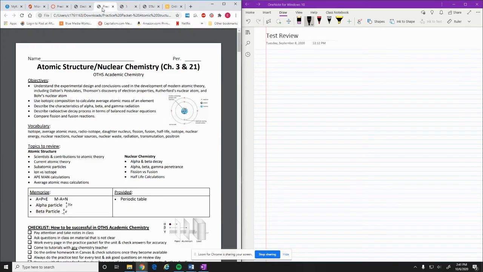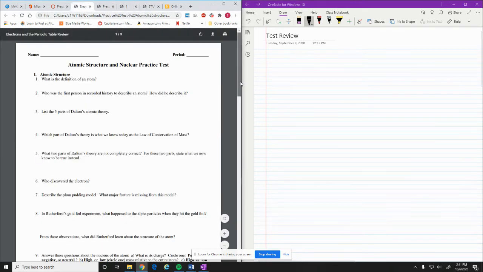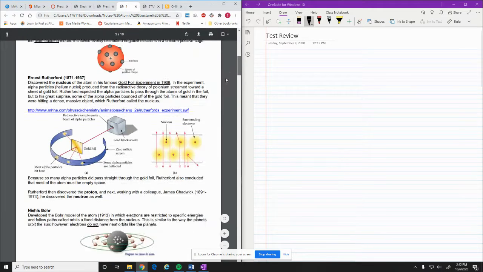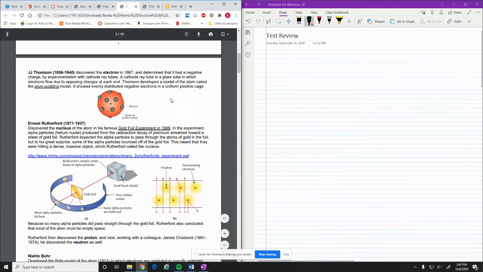Something else that you'll find on your exam, if we go down to question number 8: in Rutherford's gold foil experiment, what happened to the alpha particles when they hit the gold foil? And these 2 are kind of together. So let's look at what happened in the Rutherford gold foil experiment. Essentially, this was a laser being aimed at the gold foil, and this is what received it.